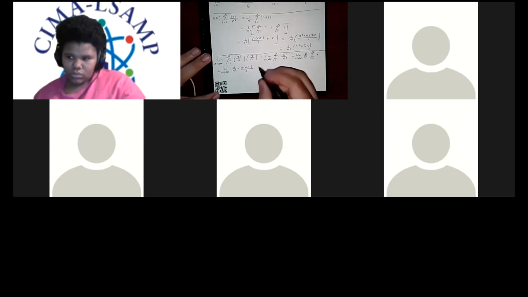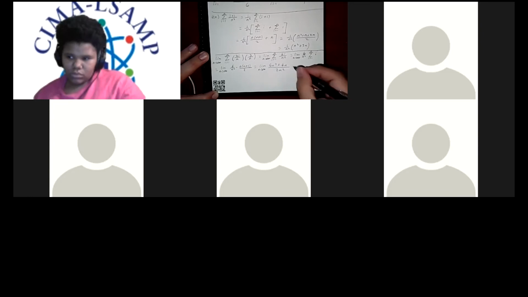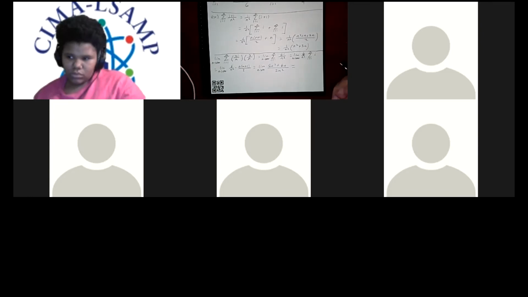So combine these terms and figure out what the limit is. Distribute the n, distribute the 6. We will get (6n squared plus 6n) over 2n squared. What is this limit? Six over 2. Yeah, 6 over 2. So the limit will be 3.